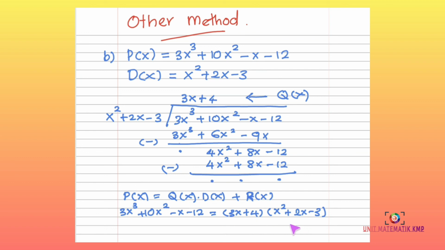So we want to factorize completely. Here the quadratic, we need to factorize it. It will be 3x plus 4 times, factorize, (x minus 1) times (x plus 3). This is our final answer, and that is the other method for how we can find q(x) and factorize the expression completely.